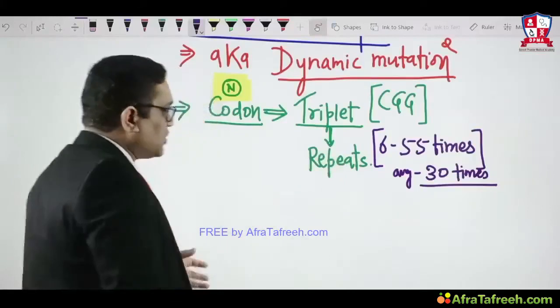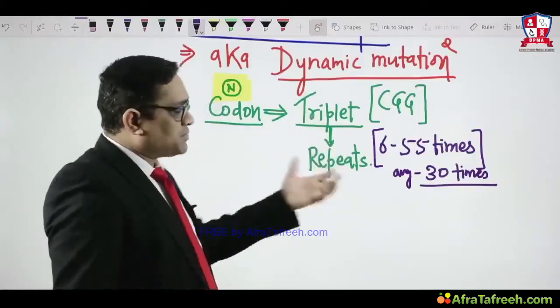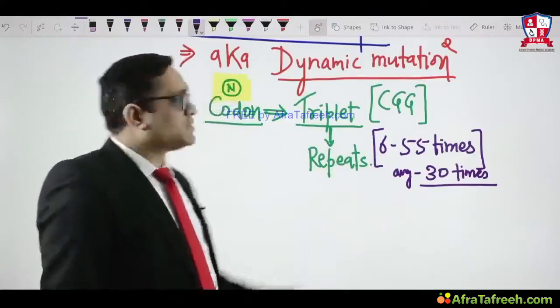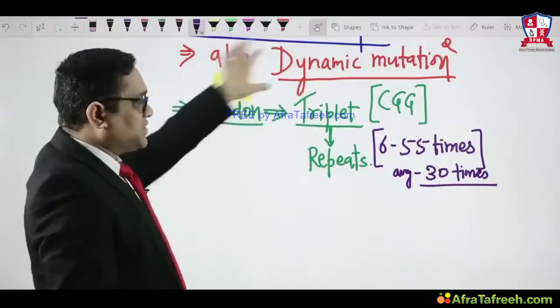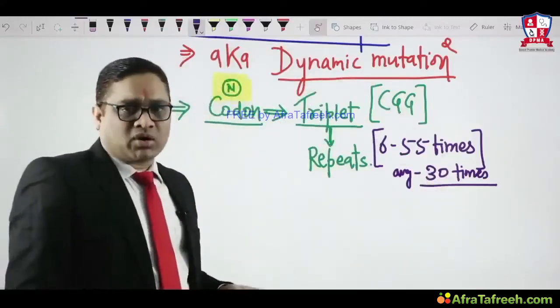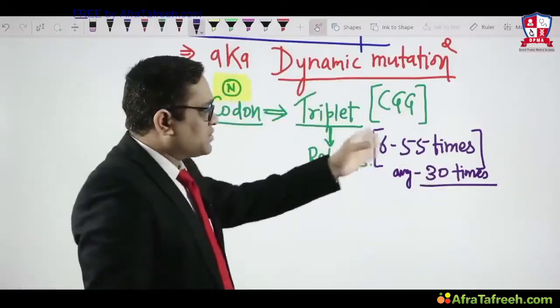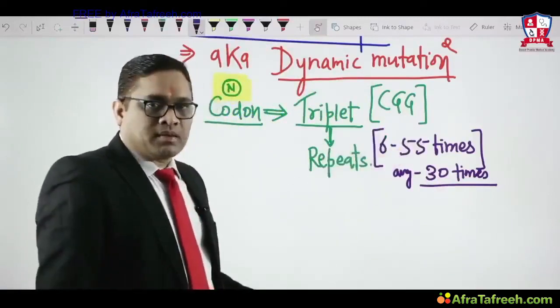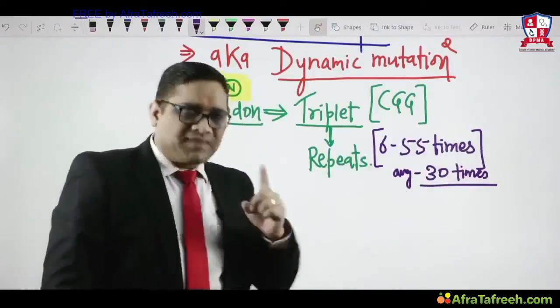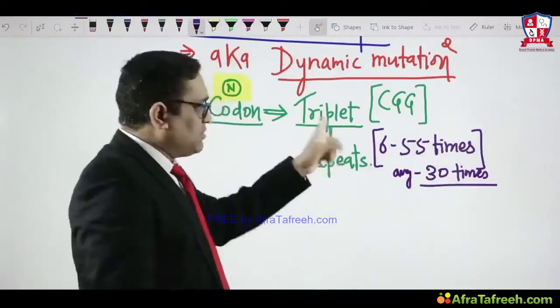So in a normal human genome, 6 to 55 repeats, with up to 30 repeats on average, is the common or normal thing, right? So the normal codons are arranged in triplets and they will repeat themselves approximately 30 times on average, or the range will be 6 to 55 times. But if they go beyond 55 times, then what will happen? That will be called trinucleotide repeat mutation.